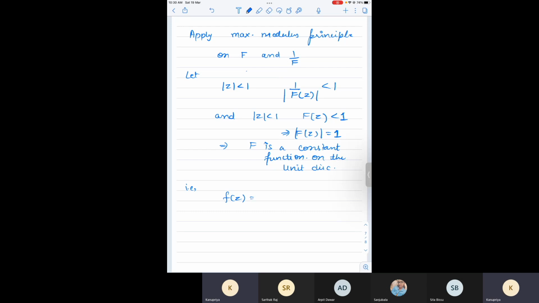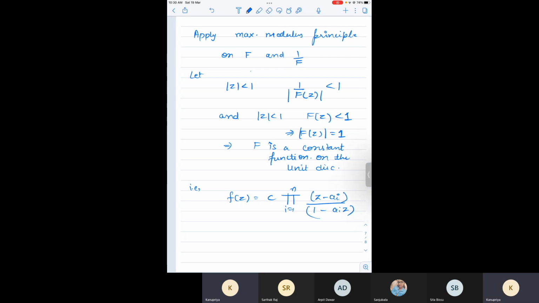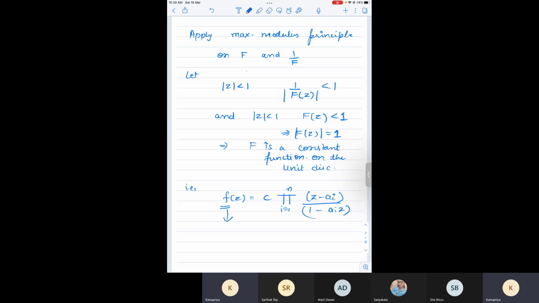Therefore, we can write F(z) as, let the constant be C. Now, what is the hypothesis which we know about f? f is entire, so it cannot have any singularity. And these are the singularities, which will imply that these a_i should be 0 for all i. Can we conclude this?